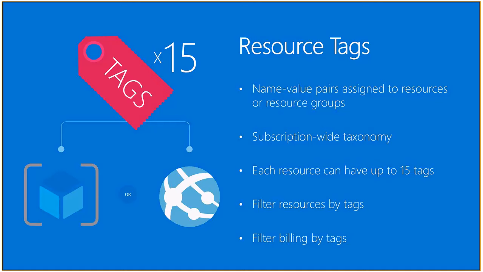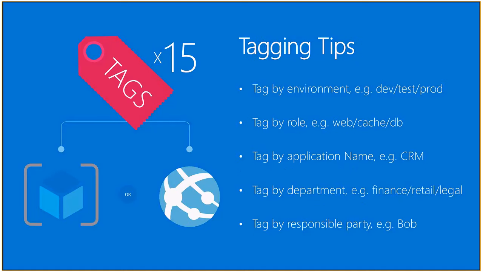So let me give you a few examples of tags. A lot of the examples we see from real customers use environment, role, application name, department, or responsible party as tags. Imagine these are the metadata. You use tags as metadata to describe your resources. So when you look at your resources, you understand exactly who is using this, what it is used for, and which department is paying for the bill. So that's how you use tags.